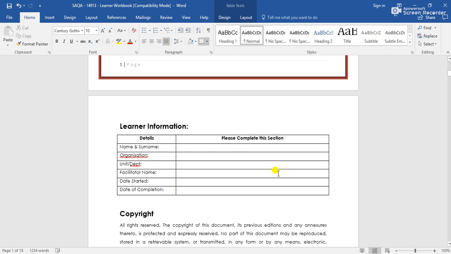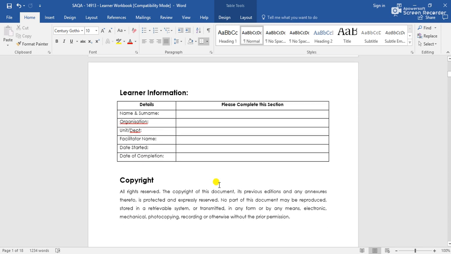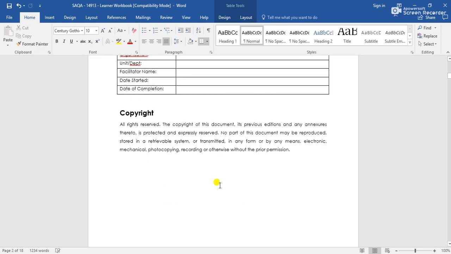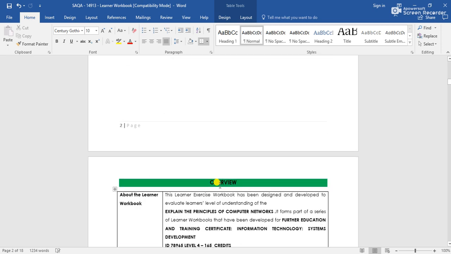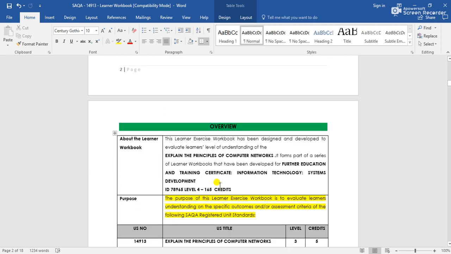Before that, you need to fill in this section. On the facilitator name, you put my name, and these two spaces you need to leave for now. We will communicate further as to when you fill those in. And let's go through our overview of the learner workbook.